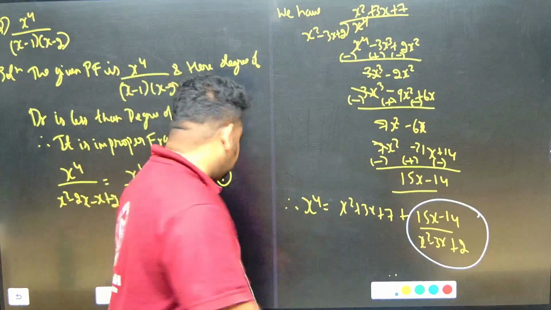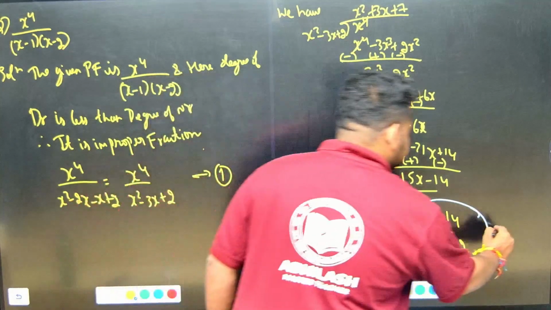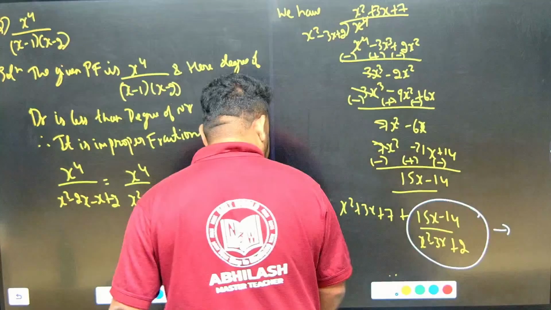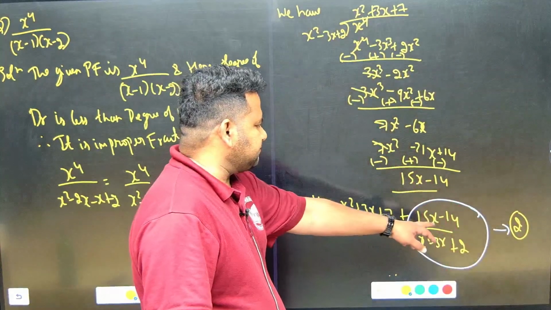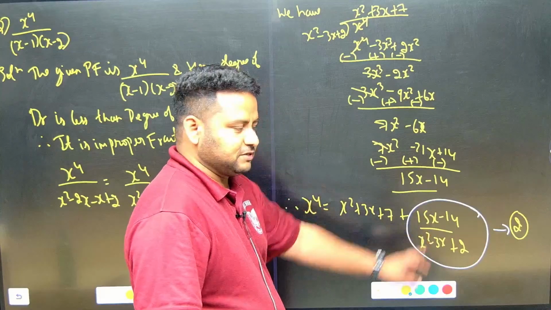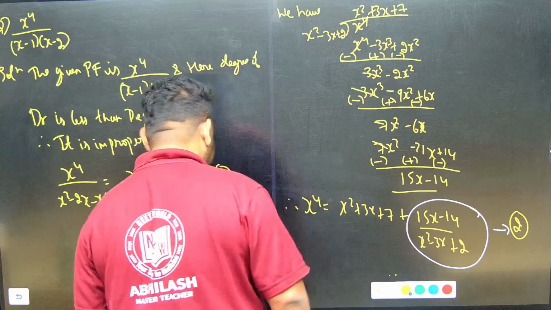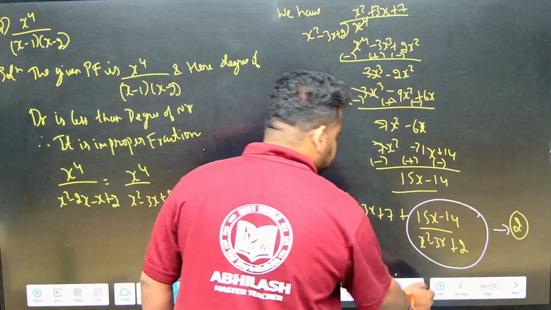This is done. Okay. Let us write this as equation 2. We have to apply partial fraction only for this: 15x minus 14 divided by x square minus 3x plus 2. Now see here. Let us go to next page.